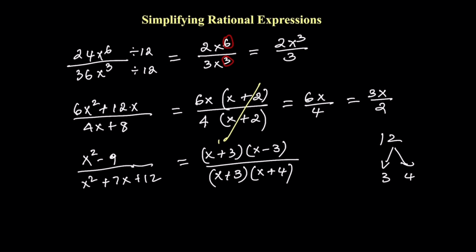Now cancel the common factor x plus 3. The final answer is x minus 3 over x plus 4.